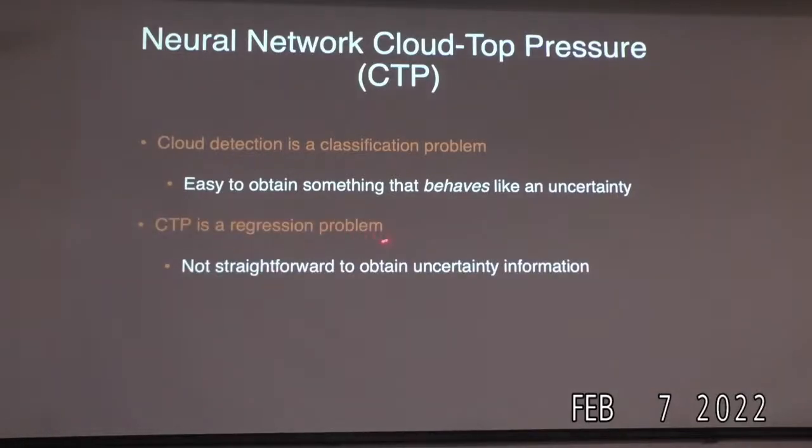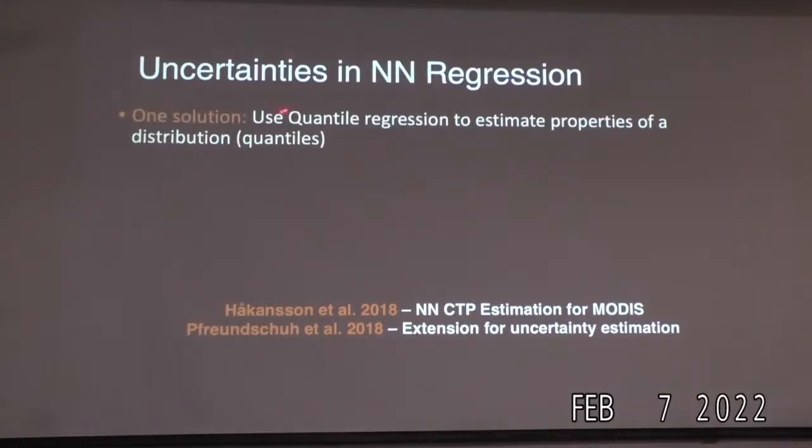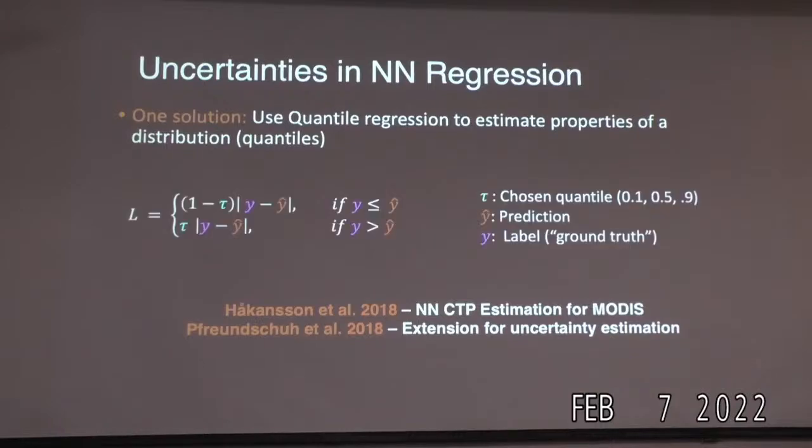Cloud top pressure is a regression problem. We're estimating a quantity. And unfortunately, it's not straightforward how we get uncertainty information from that. What some folks have been trying is an approach called quantile regression to estimate properties of a distribution, like quantiles or percentiles of the distribution rather than the quantity itself.